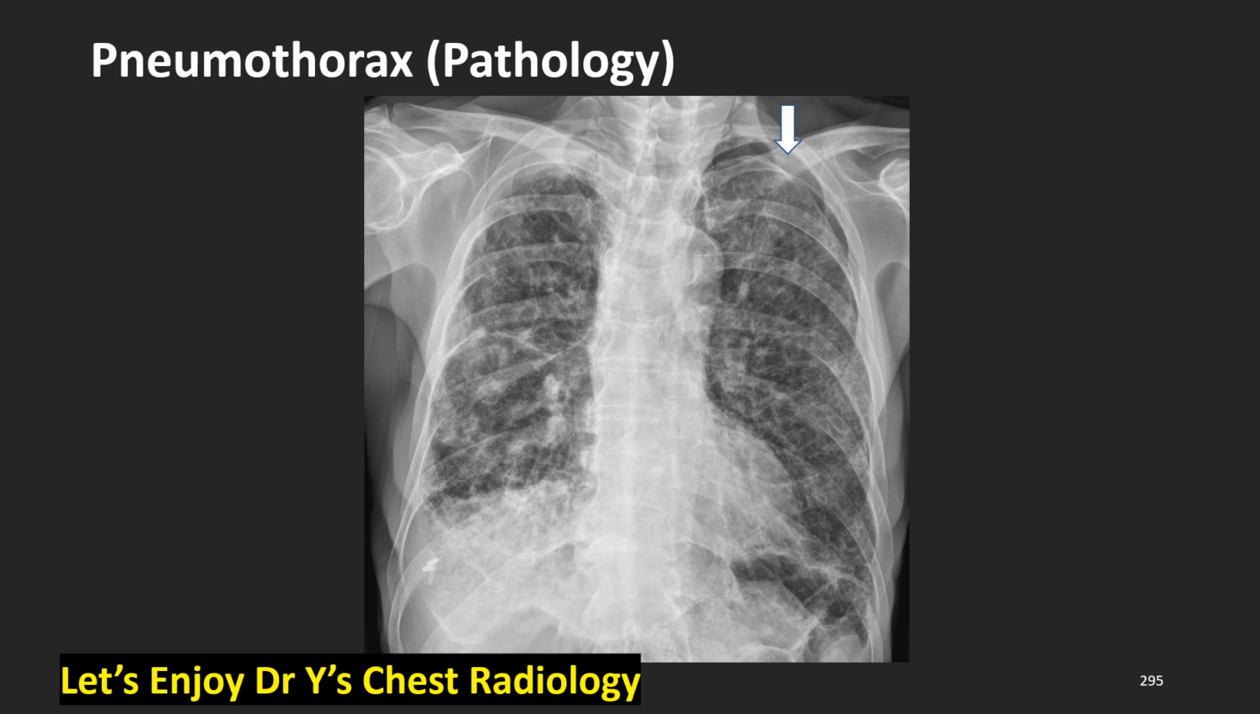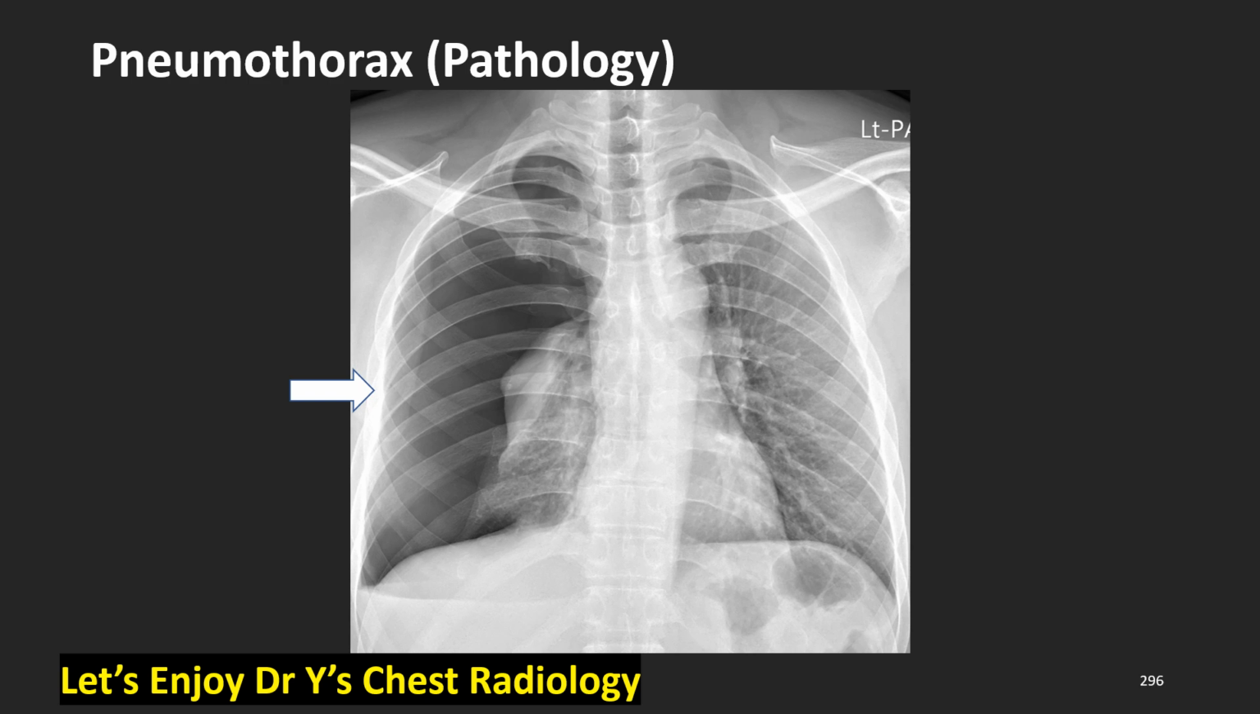Pneumothorax pathology. Arrow indicates a spontaneous pneumothorax in an interstitial lung disease patient. Pneumothorax pathology. Arrow indicates tension pneumothorax in right lung.